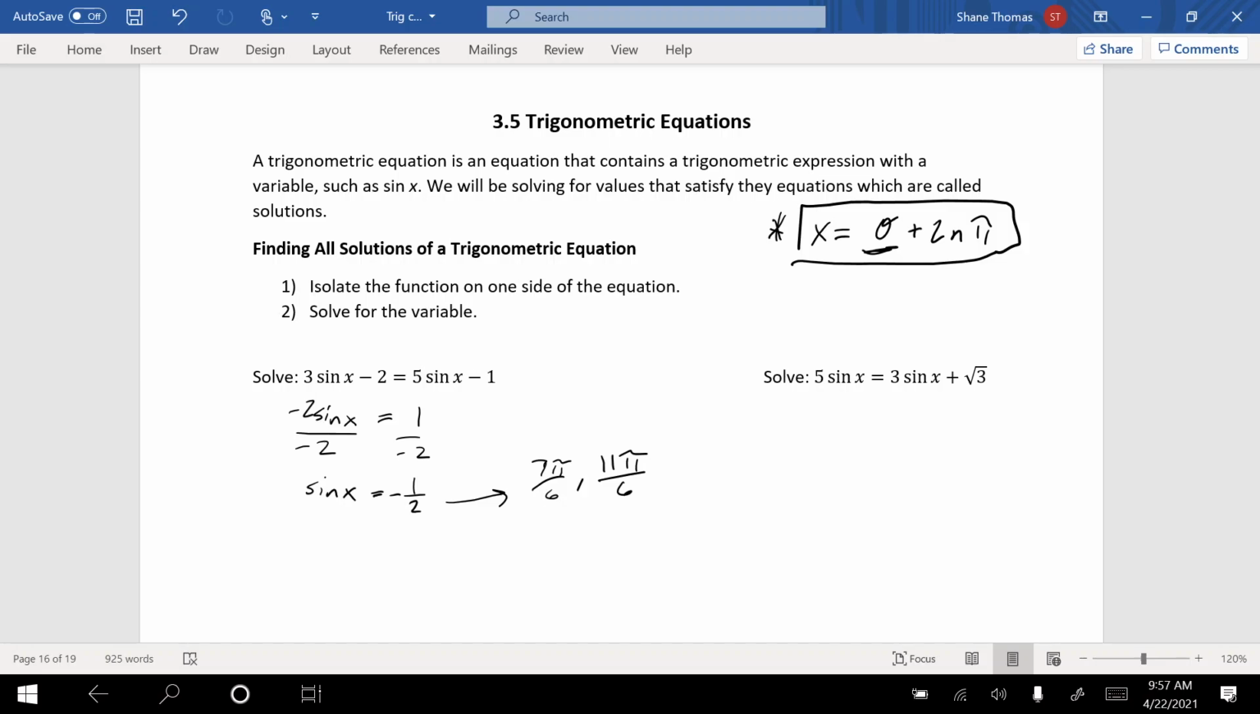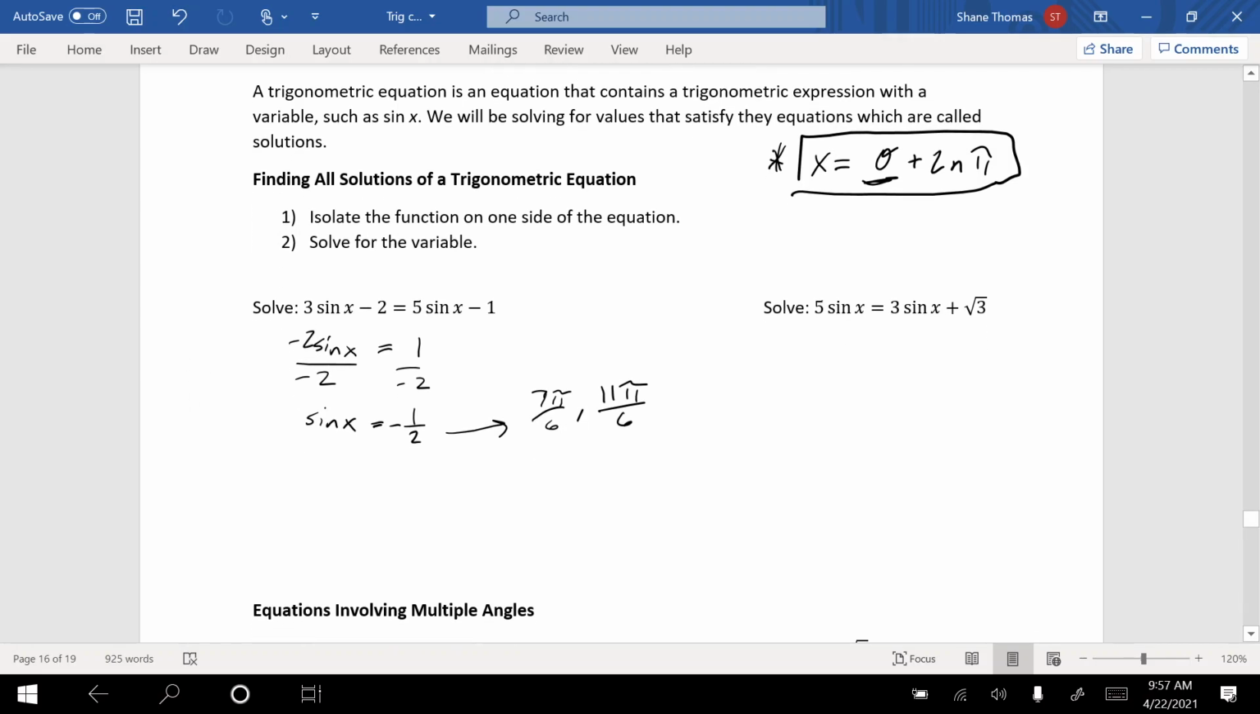Okay, so our answer for this, we have two answers here. We're going to have two final answers. We have to take that into account. So we're going to have x equals 7 pi over 6 plus, like we said up here, 2n pi. And then we would also have x equals 11 pi over 6 plus 2n pi. And those two would be our final answer.